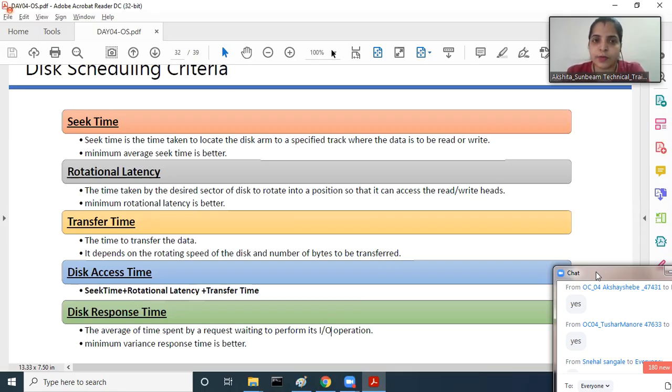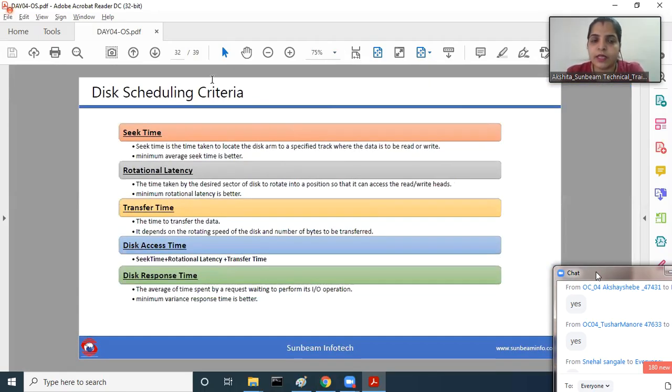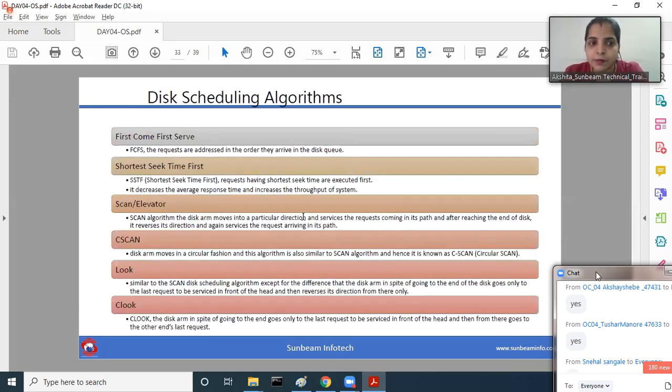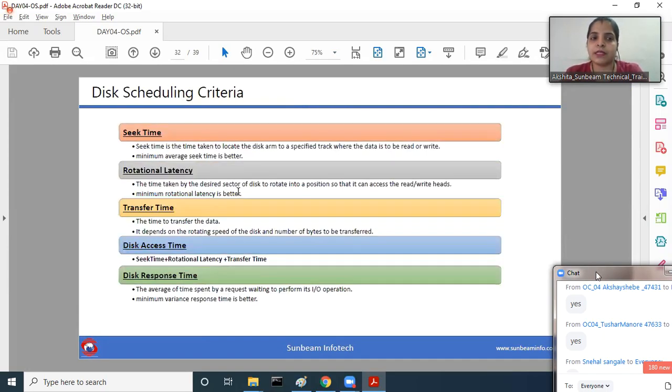So this is basically a disk scheduling criteria. This helps when you are accessing the hard disk, the external disk, the secondary storage media. तो मेरा जो disk का read write head है, read write arm है, how much time it is taking for accessing that data. So for that, we have criteria.